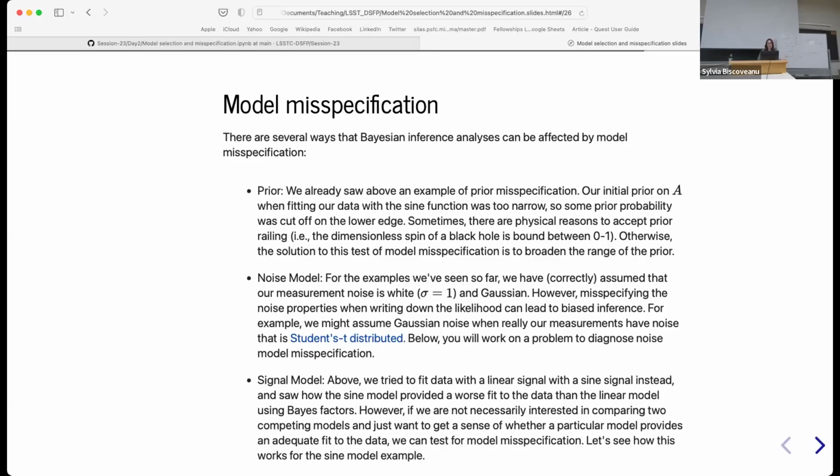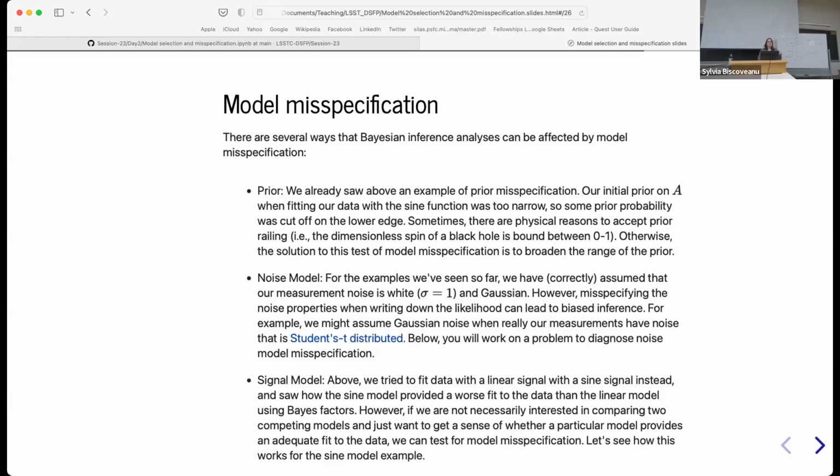And then in the case of the signal model, we saw a blatant example of this earlier where we simulated our data with a line, but we said, well, let's pretend we don't know that. We're going to fit it with the sine function. And so our choice of the signal model was misspecified. And so if we didn't know that we had simulated our data with a line, how could we test that we had misspecified the model when we assumed it was a sine?